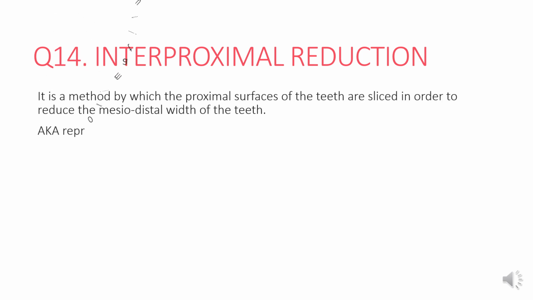Next question is interproximal reduction. It is a method by which the proximal surfaces of the teeth are sliced in order to reduce the mesiodistal width of the teeth. It is also known as reproximation, slenderization, disking, and proximal slicing.